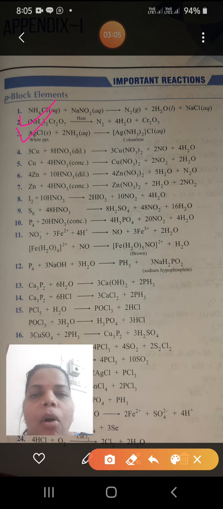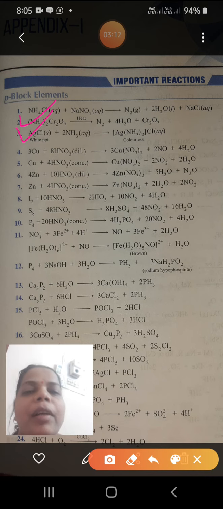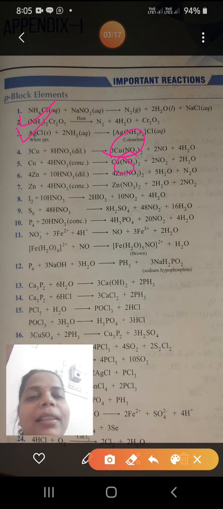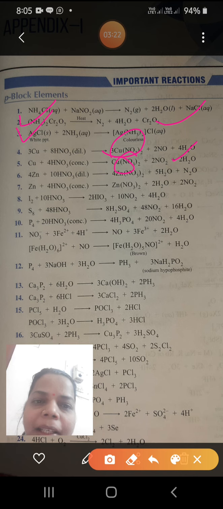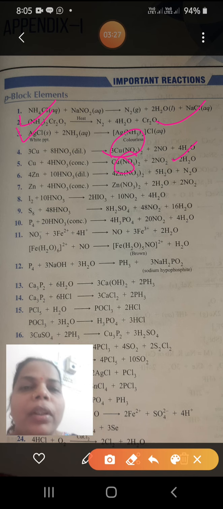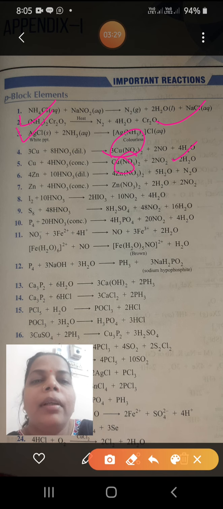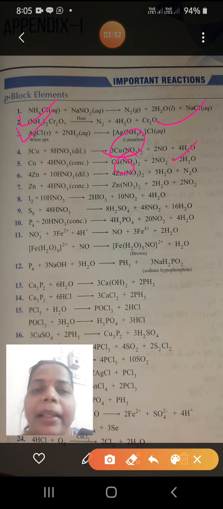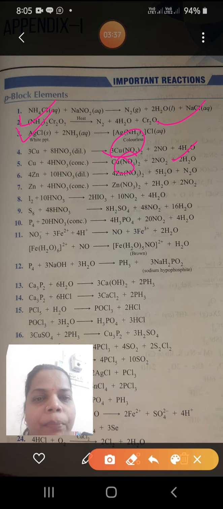Fourth equation, copper metal reacts with dilute nitric acid and then concentrated nitric acid. The main product, copper nitrate, is the same in both cases, but where is the difference? The difference is NO and NO2. NO means nitric oxide and NO2 means nitrogen dioxide. So you have to learn that with dilute nitric acid NO will form and with concentrated nitric acid NO2 will form. So in this case you have to learn this.